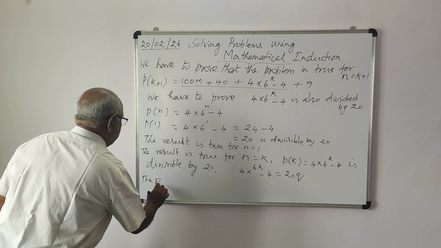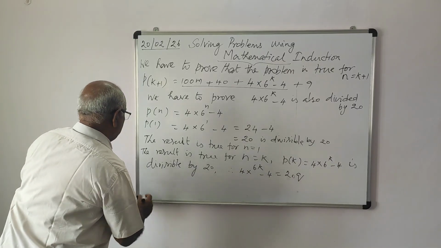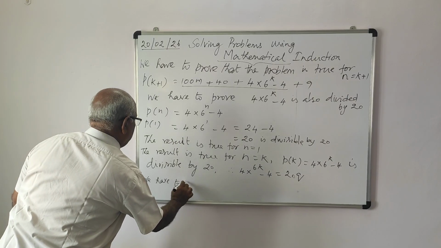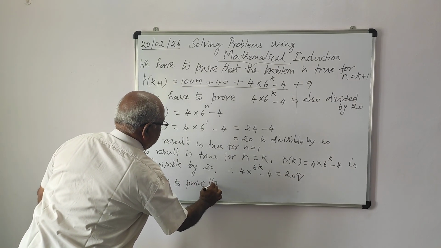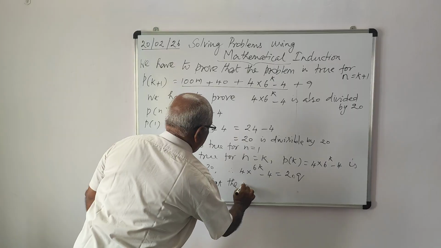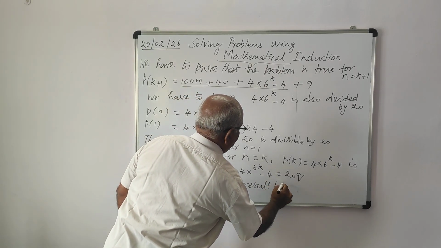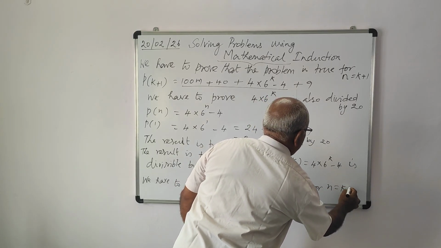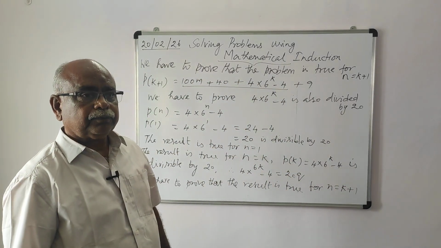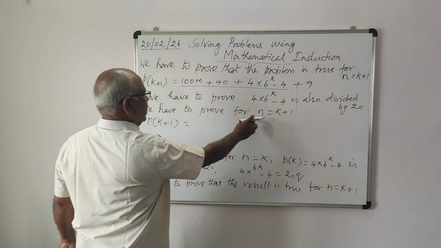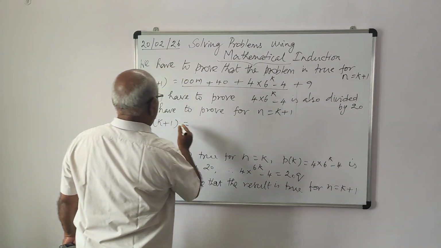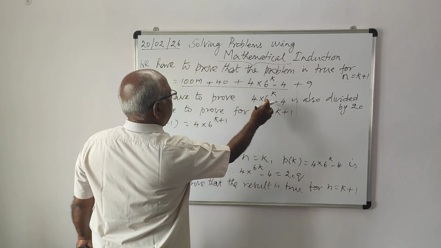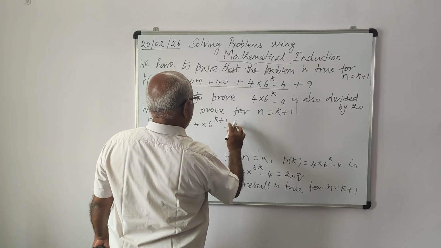We have to prove that the result is true for n equal to k plus 1. Okay? Now again we have to prove that the result is true for n equal to k plus 1 for this expression. Our p of k plus 1 is 4 into 6 power k plus 1 minus 4.